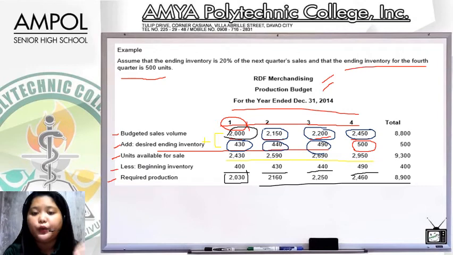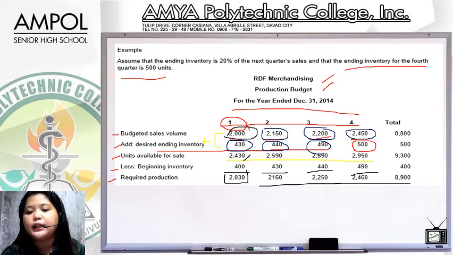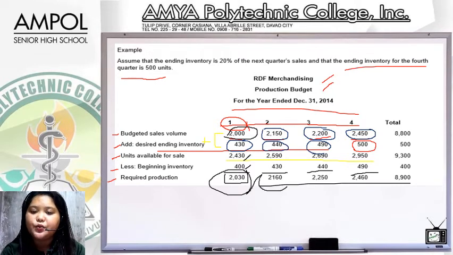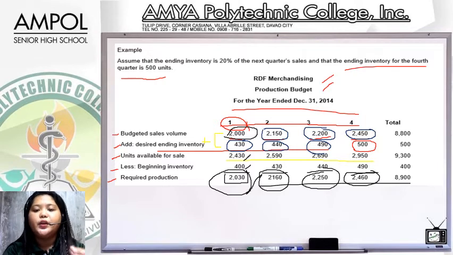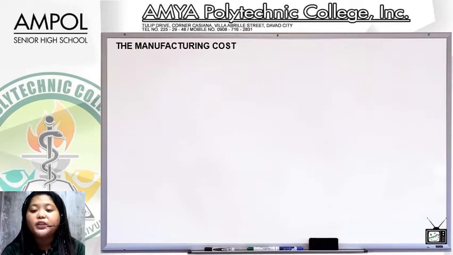So, para makuha natin itong required production, ito siya. What we are going to do is, we are just going to subtract ang units available for sale sa kanyang less beginning inventory. So, ito na siya. Ang first quarter is 2,030. Second quarter is 2,160. Third quarter is 2,250. And for the last quarter, we have 2,460. So, if you are going to total that one, all in all, we are going to get the 8,900 for the required production. Okay.